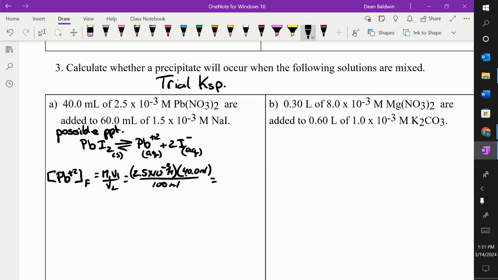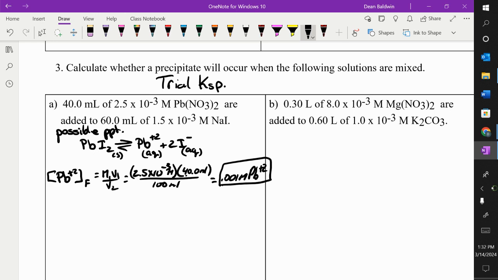So you punch that in your calculator and you get 0.001. Is that right? Somebody please confirm that. So there's our concentration of lead. Okay. Now we need the concentration of iodine, right? We have to do that. The iodine comes from the NaI.